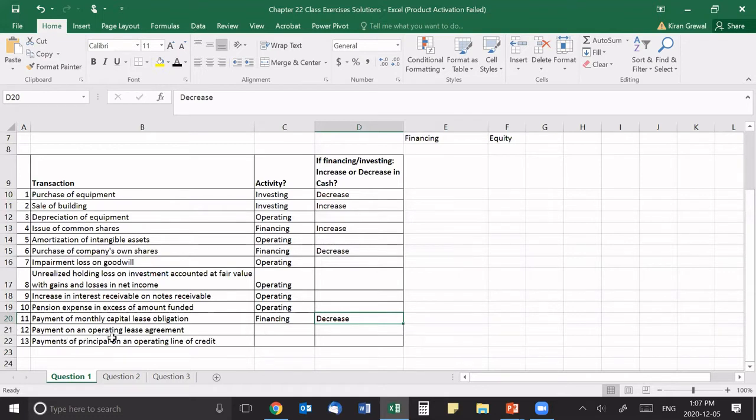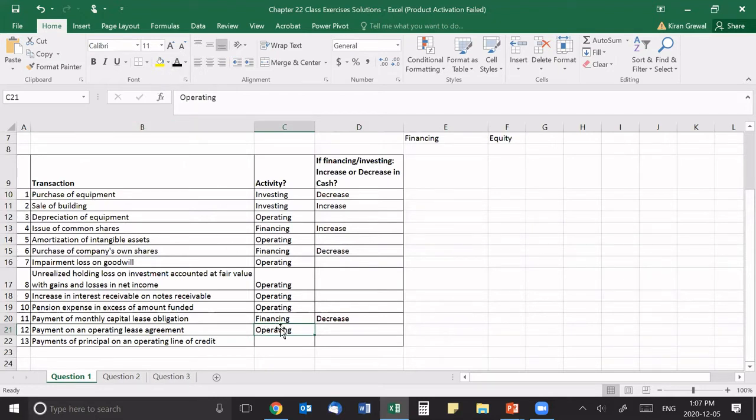Payment of an operating lease agreement. Okay, so capital lease, that's going to bring down your lease obligation. If you have an operating lease, think about what the journal entry is. You're going to debit your lease expense and credit your cash. So lease expense is part of operating.